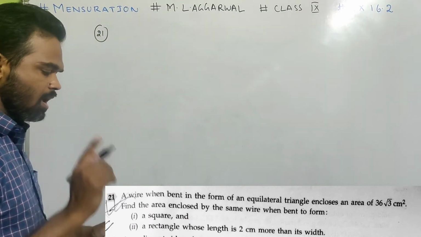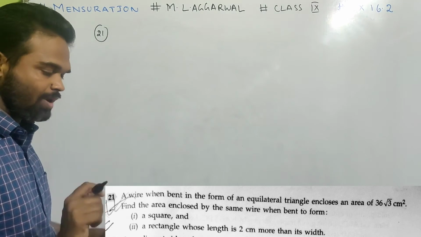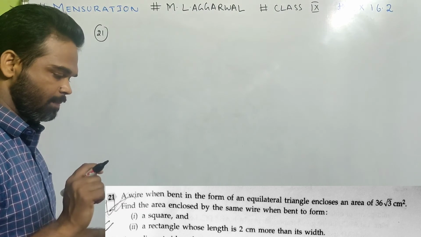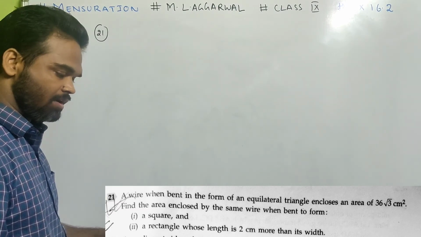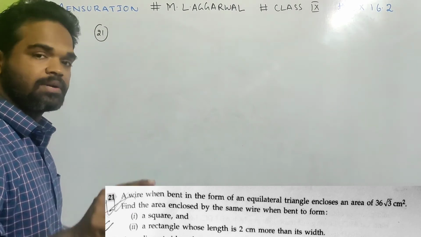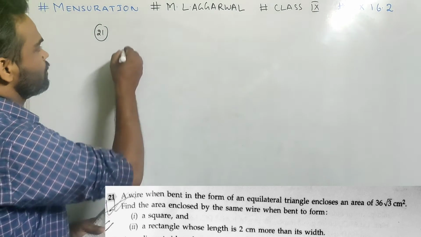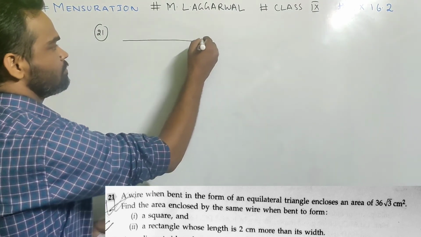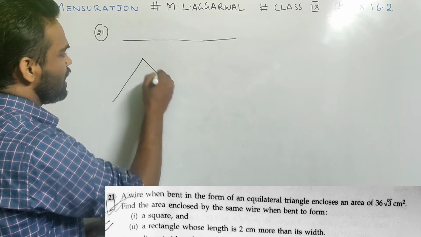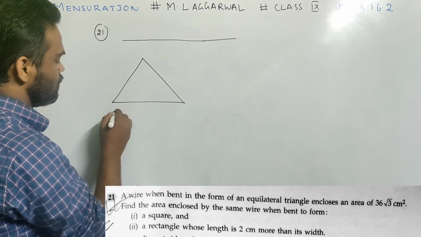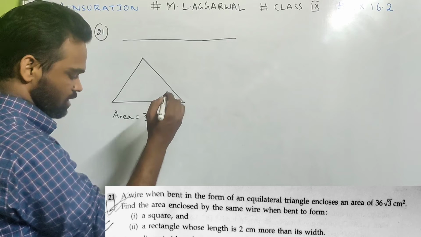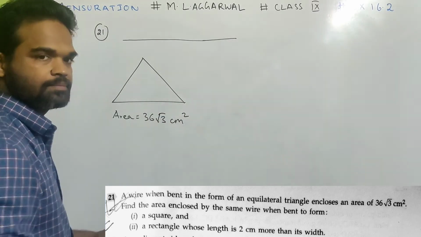What have they told in the sum? A wire when bent in the form of an equilateral triangle encloses an area of 36 root 3 centimeter square. Find the area enclosed by the same wire when bent to form a square and a rectangle whose length is 2 centimeter more than its width. Now look carefully. You had a wire of a particular length. You made an equilateral triangle out of it, whose area is given to us as 36 root 3 centimeter square.